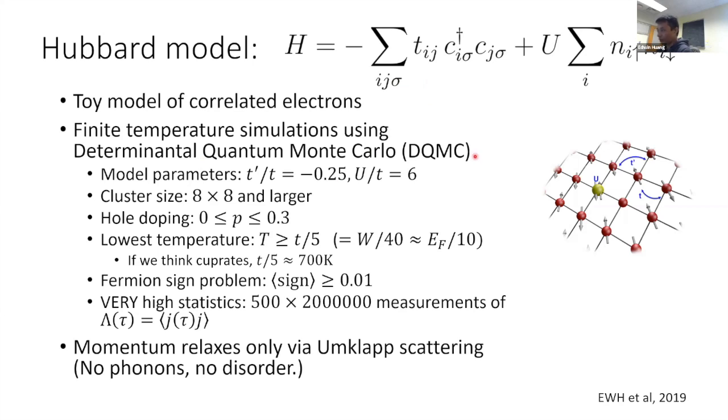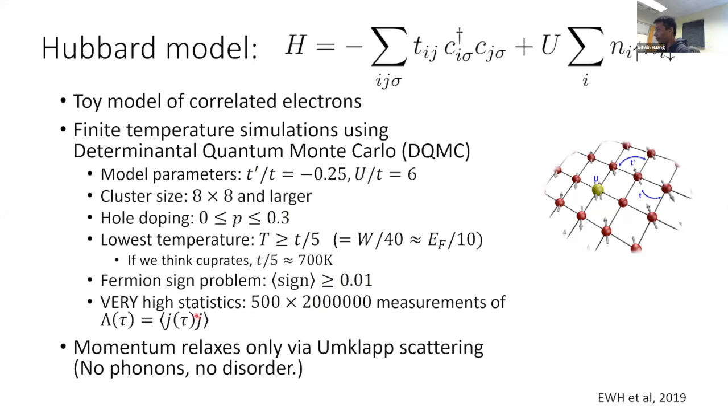Now, these are calculations done using the very old method of determinantal quantum Monte Carlo, which is good because it provides exact results without approximations other than finite size effects. The disadvantage is that it has a fermion sign problem when you dope it, or when you have anything that breaks particle symmetry, such as the t' term that we have. In this case, at our lowest temperature, the average fermion sign is on the order of 1%. And there's no way around this in these calculations other than to use brute force. So what we do in these calculations is very high statistics sampling. For each parameter that we consider, each temperature, each doping, we use 500 independent Markov chains, each with 2 million measurements of the unequal time current correlation function.